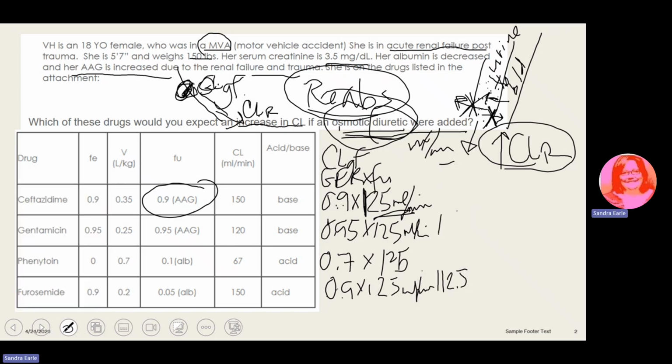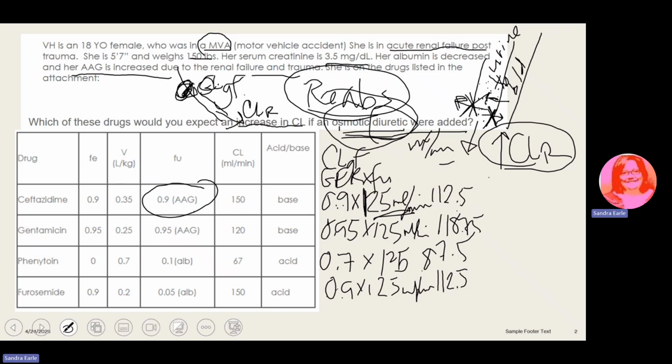This is 118 mils, 0.75 mils per minute. And this is 112.5 mils per minute. So then we just have to do 0.7 times 125 to get 87.5 mils per minute. Okay, and then we have to figure out the renal clearance for each of these drugs.